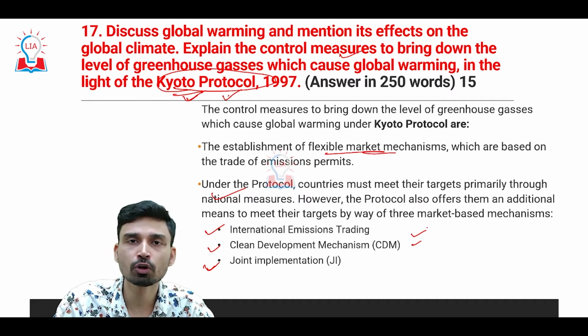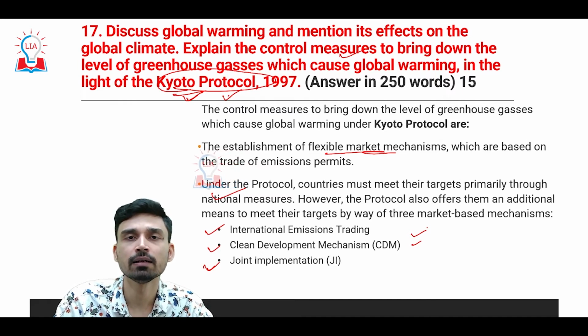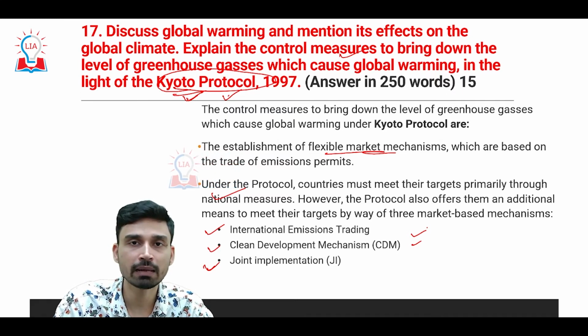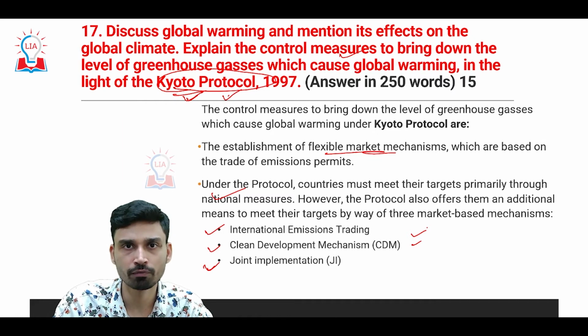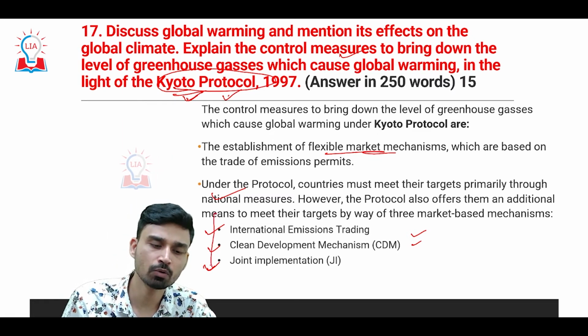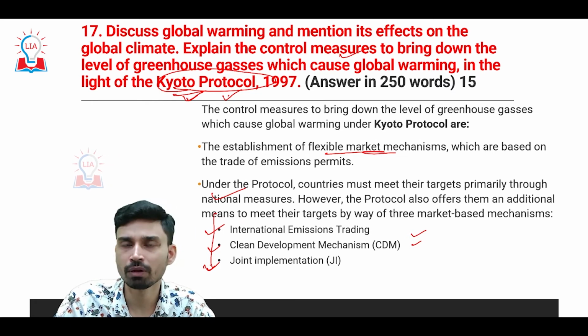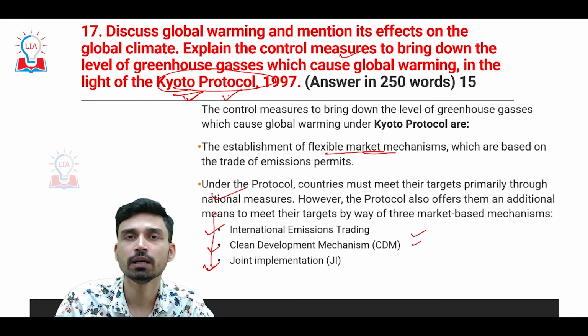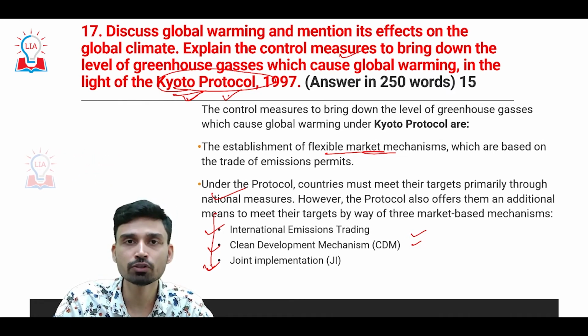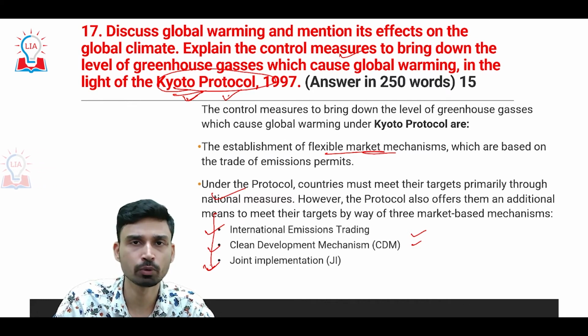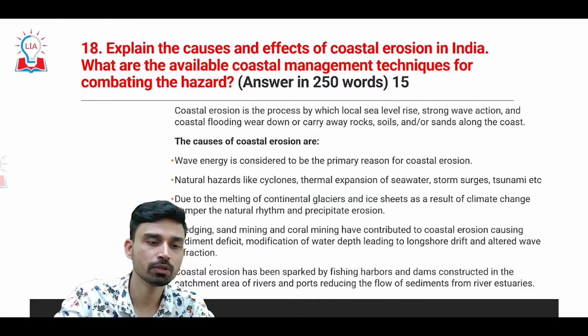So basically, the Kyoto Protocol ensures that people, countries, or organizations are incentivized in such a manner that they are able by themselves to reduce the carbon footprint of their organization. So this is how the Kyoto Protocol tries to achieve it. And in conclusion, you could have written some way forward, or also about the net effectiveness of the Kyoto Protocol, what we are seeing in today's world. So that is about this particular question.